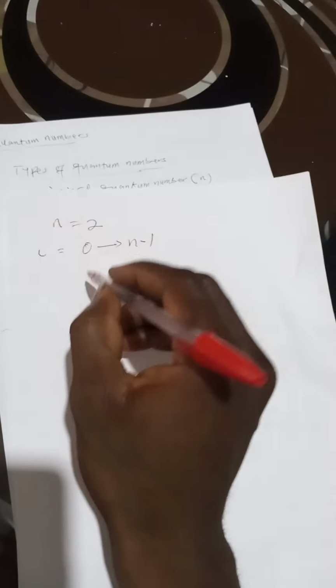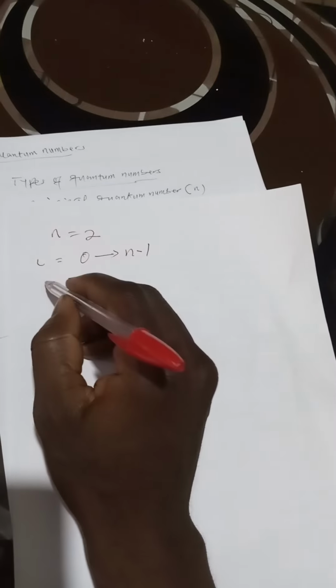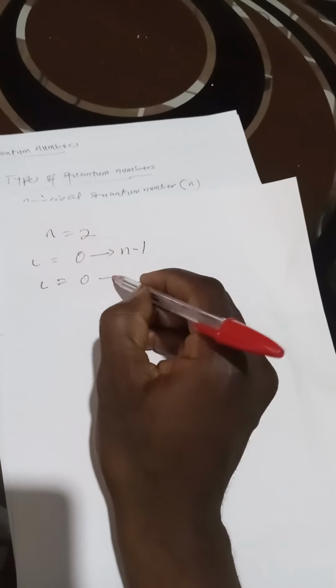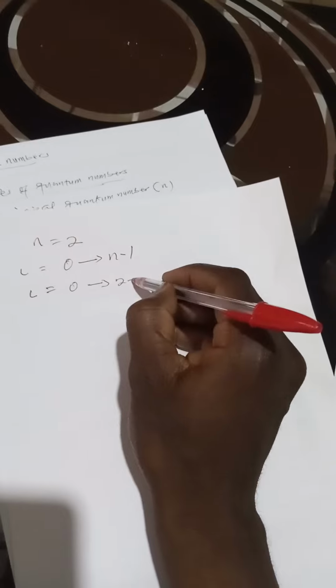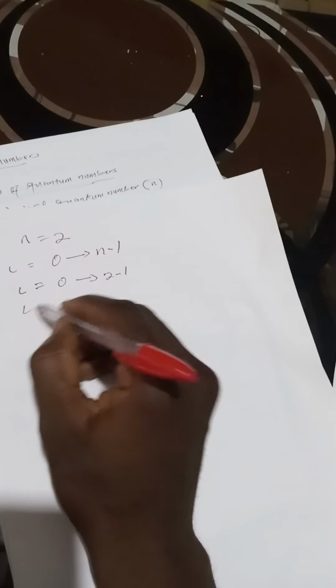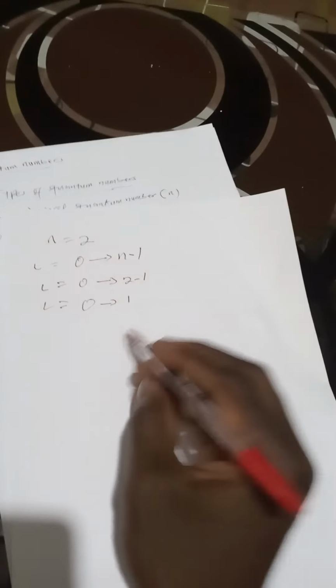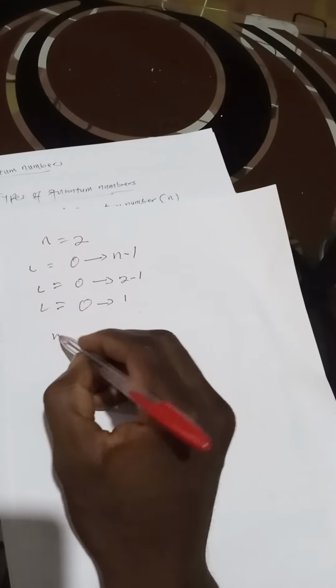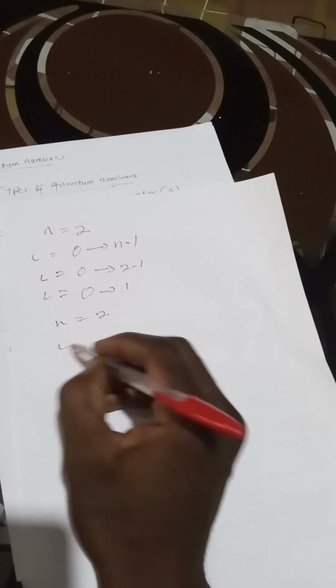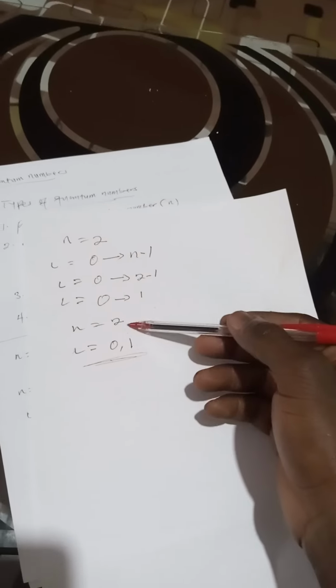Since n is equal to 2, we say l is equal to 0 to 2 minus 1. So we have l equal to 0 to 1. So when n is equal to 2, l is equal to 0 and 1. These are the values of l when n is equal to 2. I hope you understand.